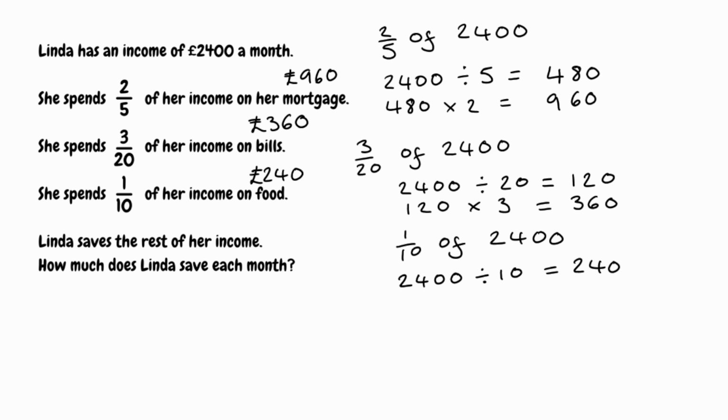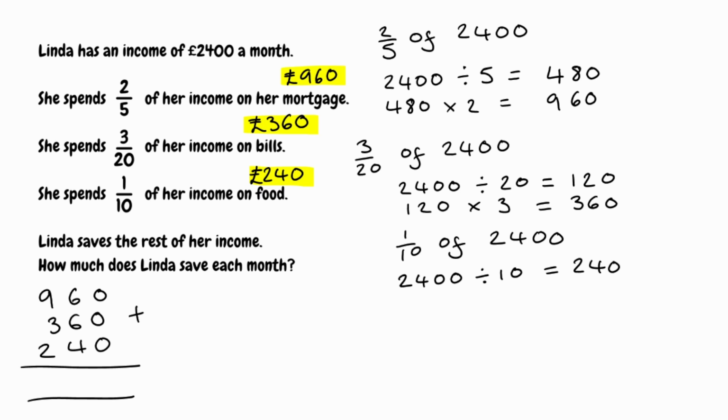So now looking at our numbers here, she spends £960 on her mortgage, £360 on bills, and £240 on food. We now need to add all of these numbers together. So we've got 960, 360, and 240. To begin with, we've got 0 add 0 add 0, which is 0. 6 add 6 is 12. Add on 4 is 16. So we're going to have a 6 here and carry over a 1 to our next column.